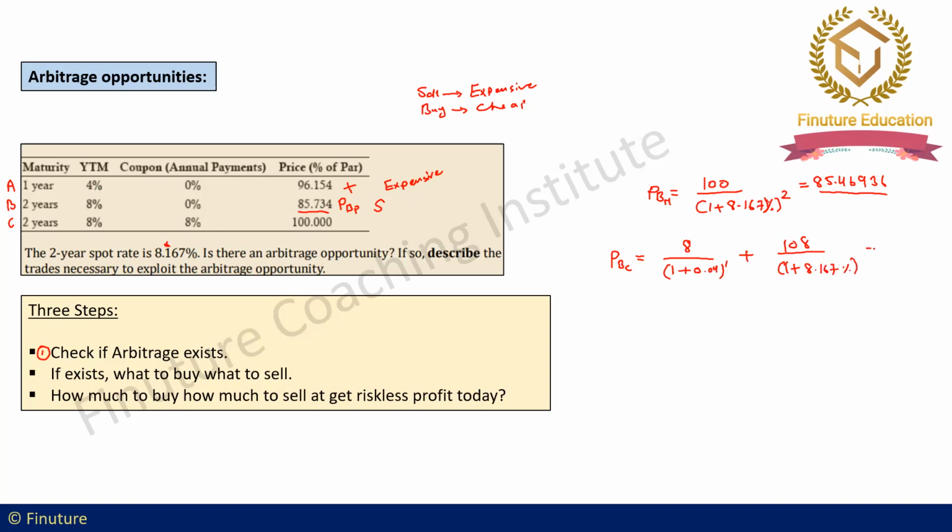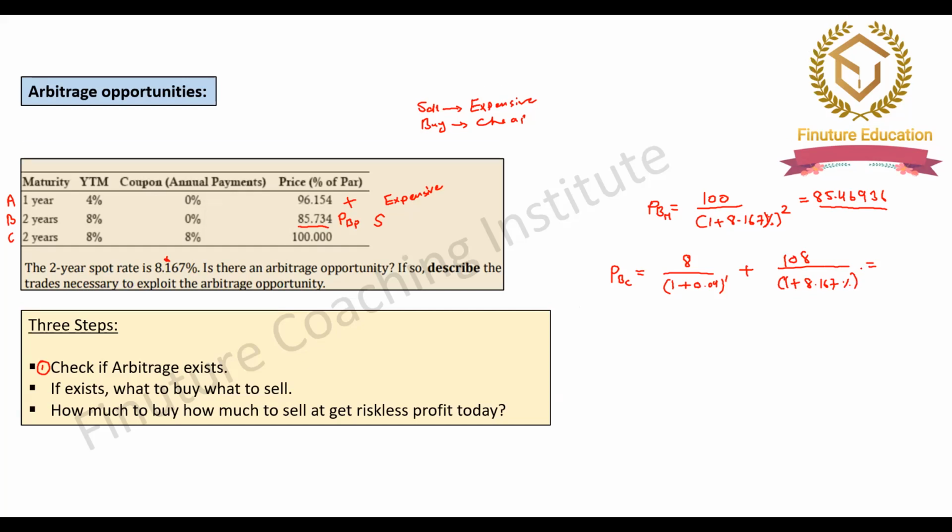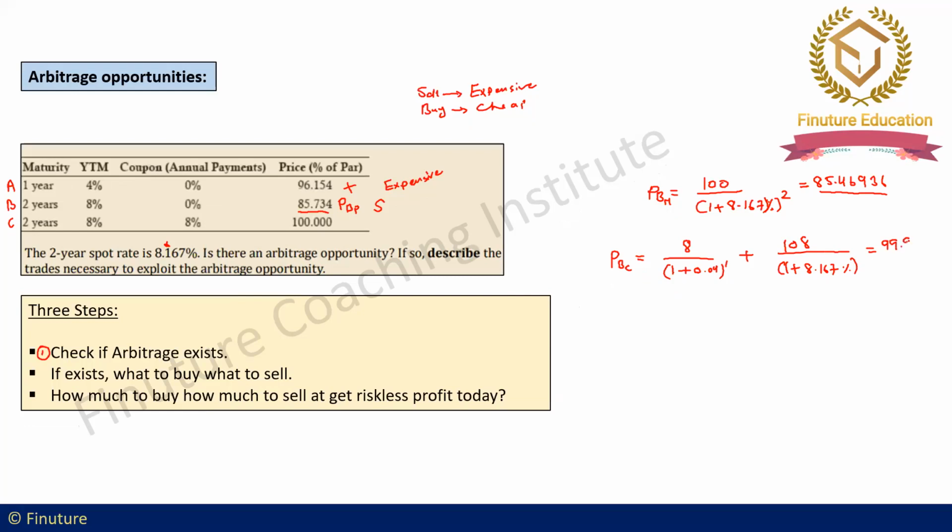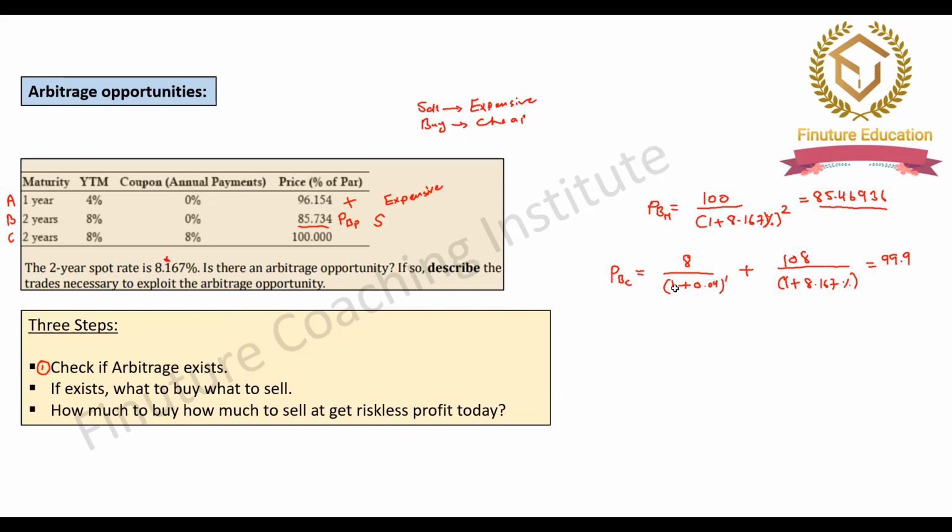So if I calculate this quickly, it comes around 99.9. Just because it has an impact on the second year maturity, it will just impact the new second year cash flow. Yeah, it's 99.9. Just give me a moment. Let me verify. Yeah.